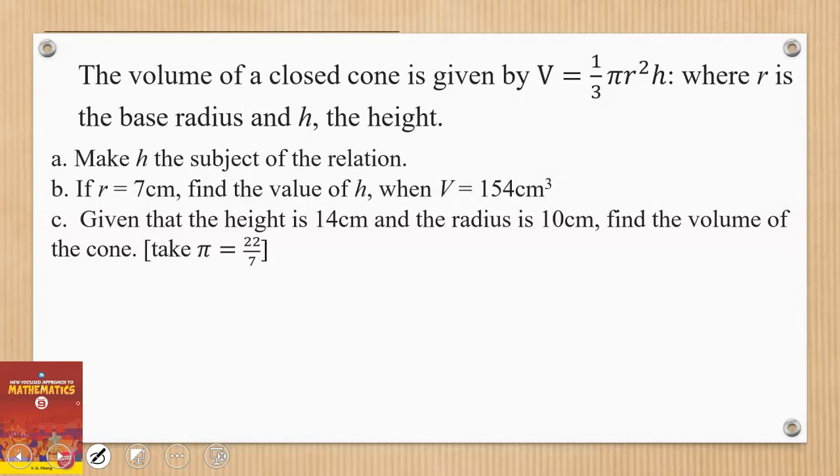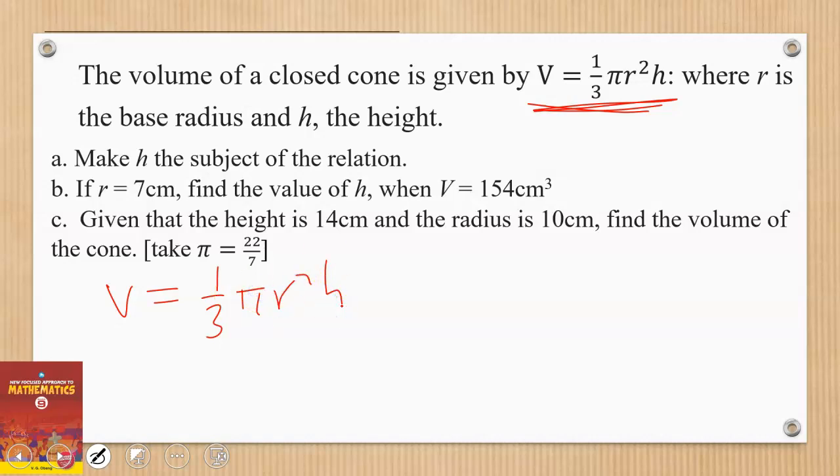The volume of a closed cone is given by V equals one-third pi r squared h, where r is the base radius and h is the height. Make h the subject of the relation. Then, if r is 7 centimeters, find the value of h when V is given as 154. Again, given that the height is 14 and the radius is 10, we want to find the volume. So first of all, we know our V is given, and they say we should make h the subject. So V equals 1/3 pi r squared h.